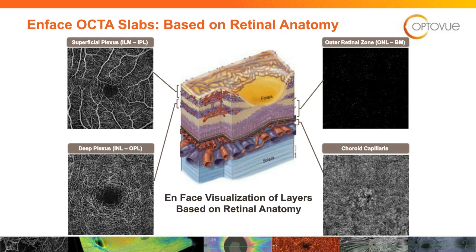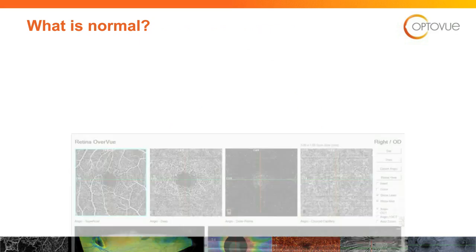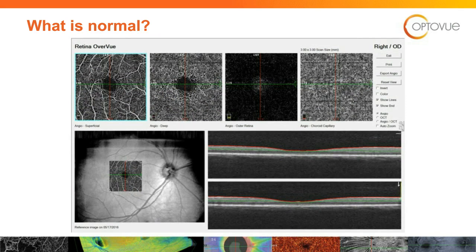So what is normal? You can't understand what abnormal is until you know what normal is, until you go through these scans. So I want to spend a few minutes looking at a normal scan. This is a healthy 25-year-old optometry student from our College of Optometry here at NSU in Tahlequah. And you'll take a look, and this is as normal as it gets.